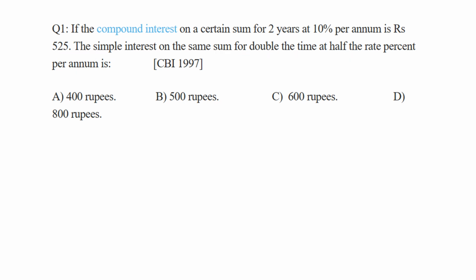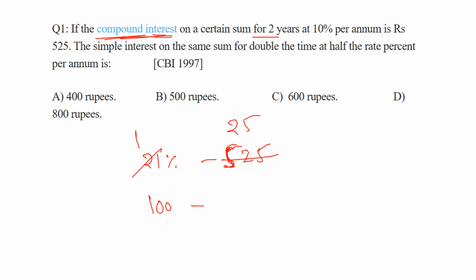Let's calculate compound interest first. So compound interest on a certain sum for 2 years at 10% is 21%. It's compound interest, just remember this. If it is simple interest, then it's 20%. So what is the value? 525. First of all, we can calculate the total sum, the principal amount. Then we can find out easily. 21 into 25 is 525, so 25 into 100, 2500 is the sum, the principal.